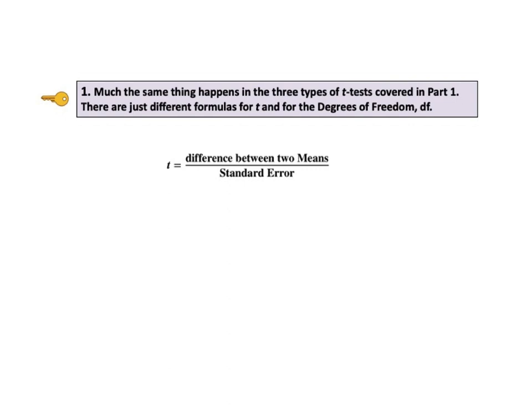Like all test statistics, t is calculated from sample data. Here is a descriptive formula. T equals the difference between the 2 means divided by the standard error. This description applies to all the t-tests. But each test has different formulas for the mean, for the standard error, and for the degrees of freedom, as we'll show in the next slide.